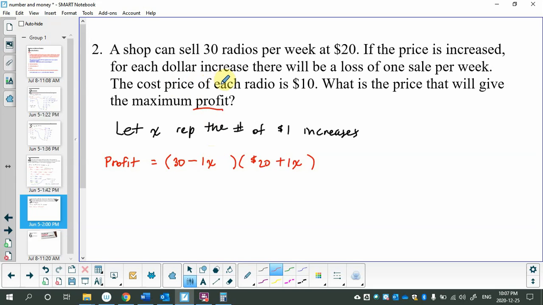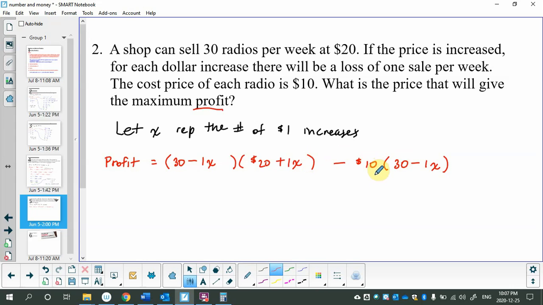The cost price of each radio is $10. So that means they're not actually going to make this much money for every radio they sell. They're going to have to minus off how much it costs them, which is $10 for every radio. And this is the number of radios, because it doesn't have the $. Yes, you could have gone in here and minus 10, but I do it this way in case there's anything funky going on in the question.